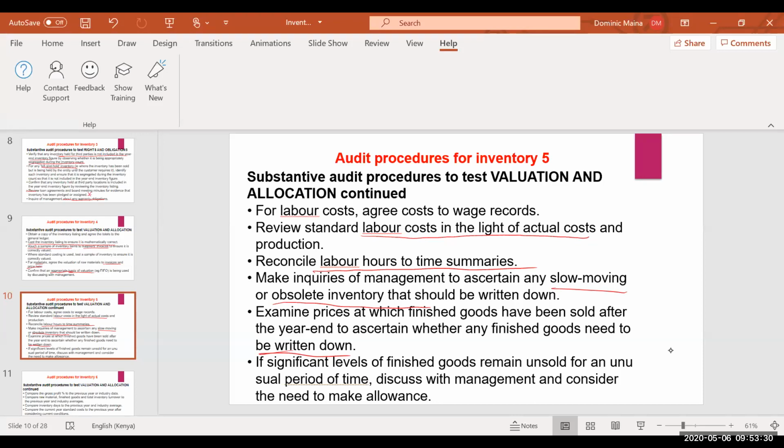If the standard level of finished goods remains unsold for an unusually prolonged period of time, discuss with management and consider whether there needs to be any write down on them also. So it's more or less like this point: making inquiry of management as to whether the inventory seems to be taking longer than usual to sell, and whether there should be any write down adjusted for on the closing balances. Is it clear? I hope it's very clear to all of you.